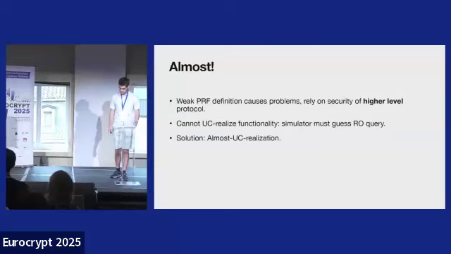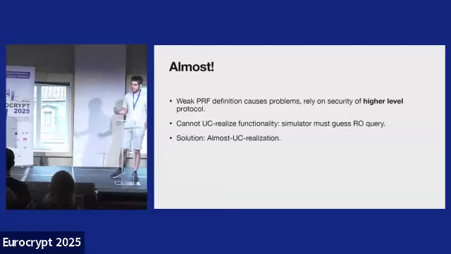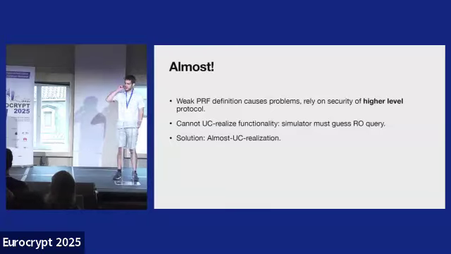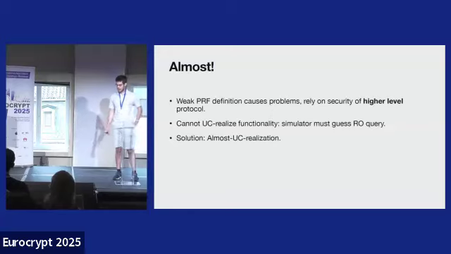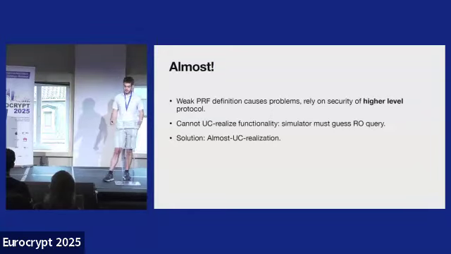Okay. So basically, this weak PRF thing that we have is a very unusual security definition because you're relying on the security of a higher level protocol. You're combining it and saying, oh, okay, this big thing is now secure for any weak PRF. And it turns out that if you try to define a UC functionality and you say, well, I want to realize this UC functionality, you can almost get there. The simulator ends up having to guess a random oracle query, and so the simulation doesn't happen with overwhelming probability, which is what you need in the UC framework, right?